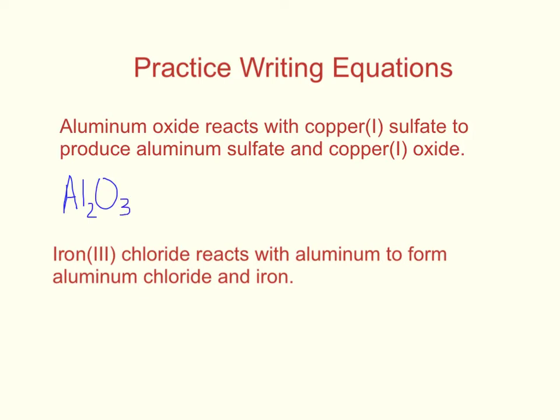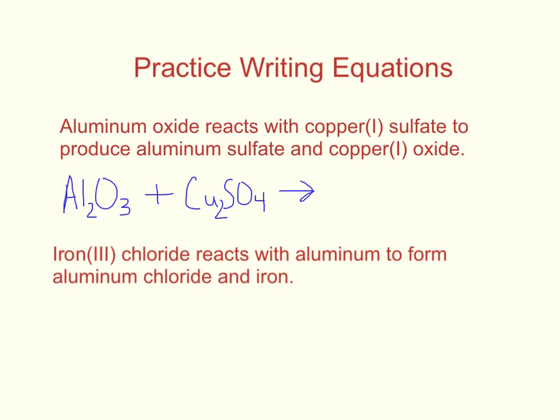Reacts with is going to be the plus. Copper 1 sulfate, here's copper, the 1 means the +1 charge. Sulfate is a polyatomic ion, SO4. It has a -2 charge. When we crisscross these, we're going to get Cu2SO4. And it says to produce right here. So the to produce tells us we put an arrow.